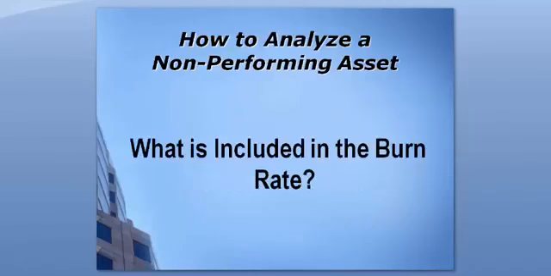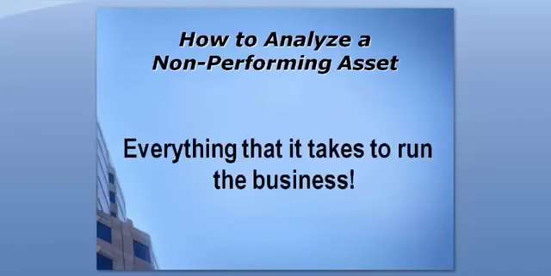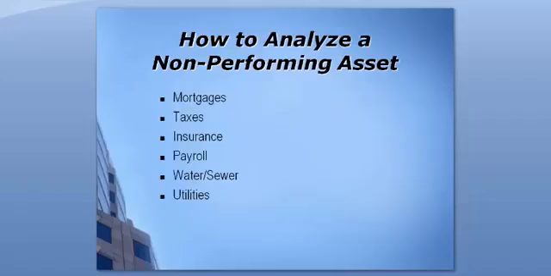So, what would we say gets included in the burn rate? All right, well, the fact is, really the answer is everything. Everything that it takes to run the business. You're going to have to take into consideration the mortgages, the taxes, the insurance, the payroll, the water, sewer, your utilities. All of these things are items that need to be paid while the property is in this non-performing status. And all of these expenses get added up and they get thrown into the burn rate column, okay?